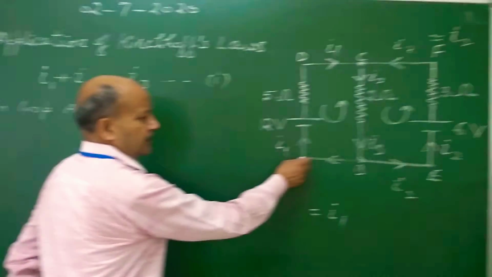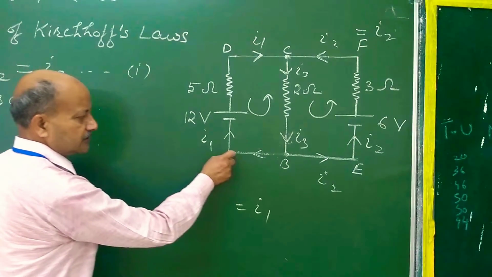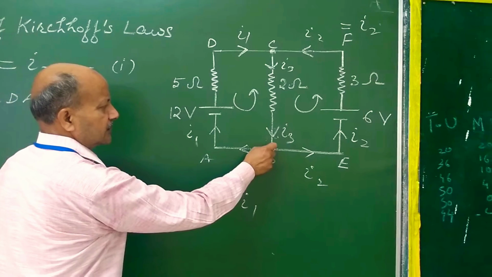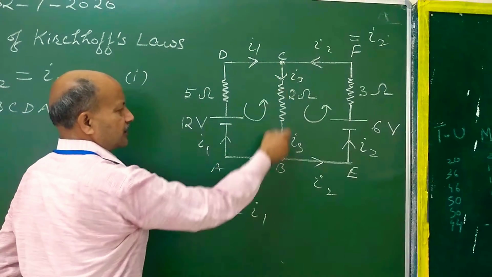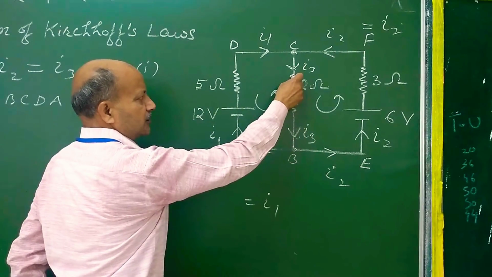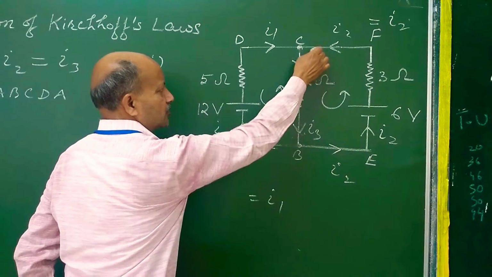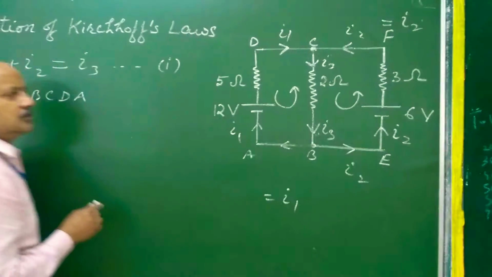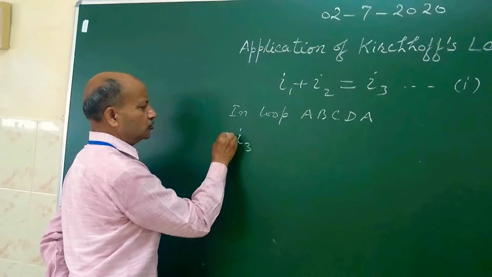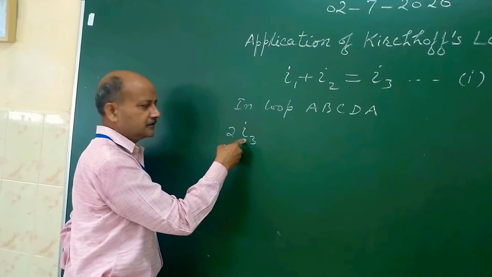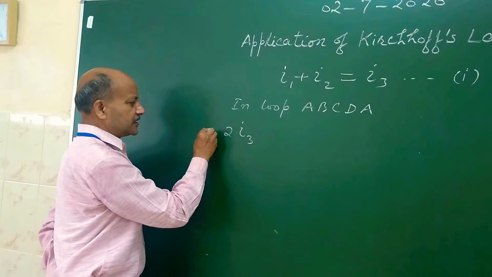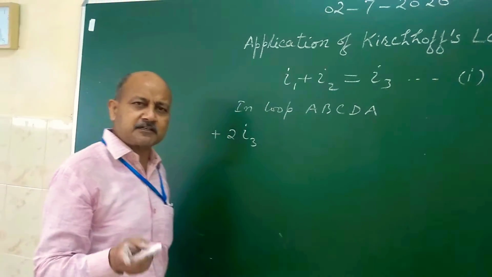Let us start from A, where the potential drops. No potential drop. Now there is a potential rise as we are going in the direction opposite to the current. So there is a potential rise. According to Ohm's law, its value is product of these two. So potential rise is I3 into 2, V is equal to I into R. And potential rise, let it be represented by plus.